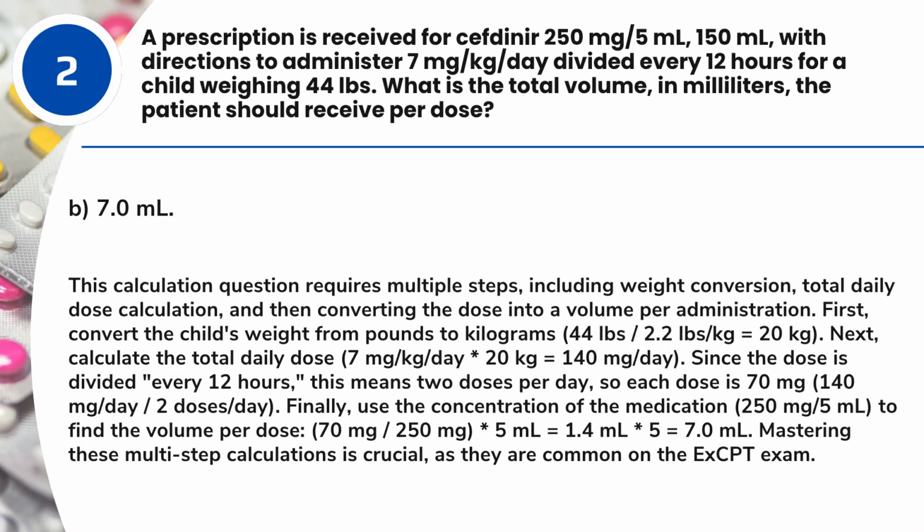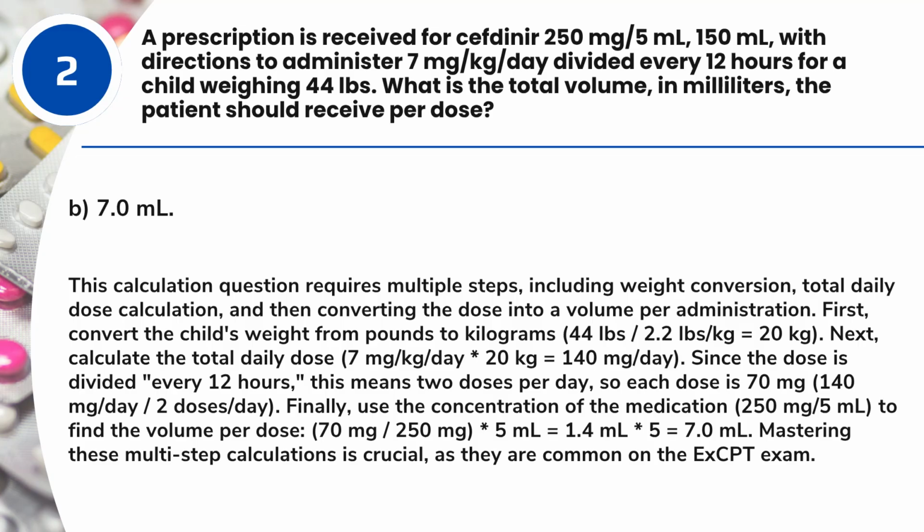Answer: B. 7.0 milliliters. This calculation question requires multiple steps, including weight conversion, total daily dose calculation, and then converting the dose into a volume per administration. First, convert the child's weight from pounds to kilograms. 44 pounds / 2.2 pounds per kilogram equals 20 kilograms.